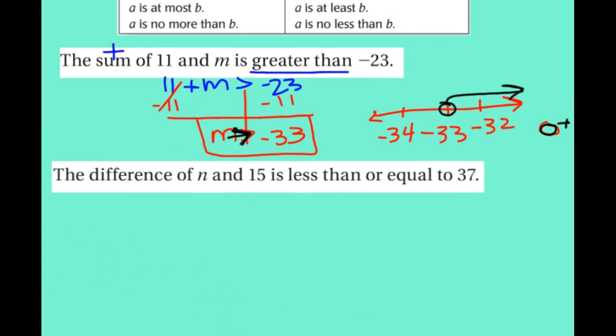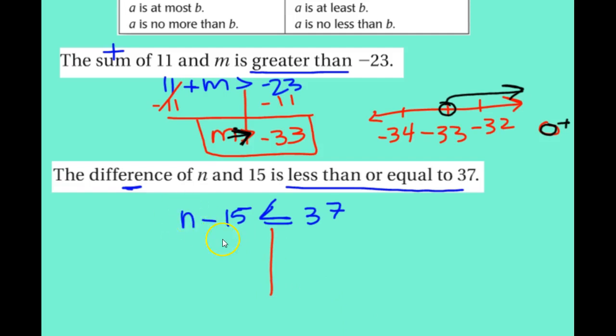Last one for 6.1. The difference means we are subtracting in the order n and 15, so n minus 15 is less than or equal to 37. So like an L, less than or equal to 37. Solving this, we want n by itself, so add 15. So we have n is less than or equal to, add these up, 52.